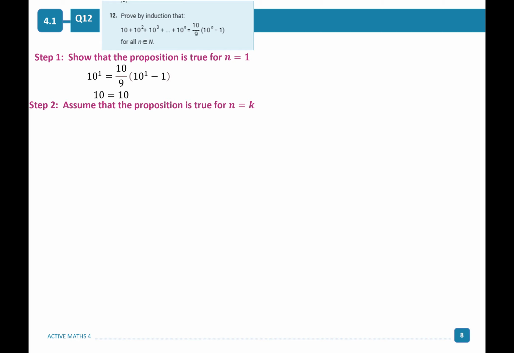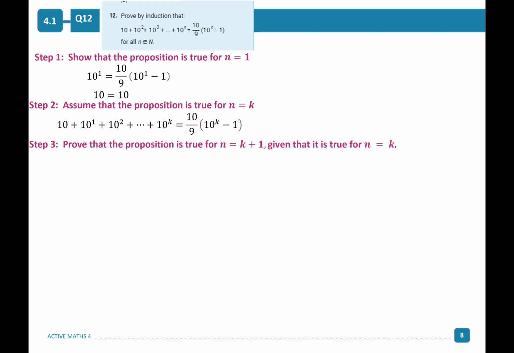In step 2, we assume that the proposition is true for n equals k. So we assume that when we substitute in k for n, this is true also. That means that 10 plus 10 to the power of 1 plus 10 to the power of 2 plus everything up to 10 to the power of k, adding all of those together, will give us the same value as 10 over 9 times 10 to the power of k minus 1.